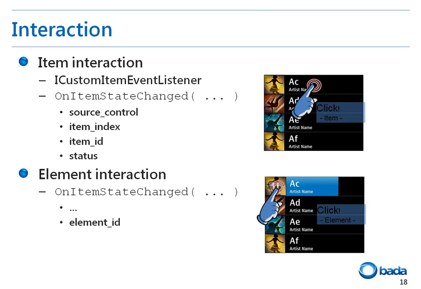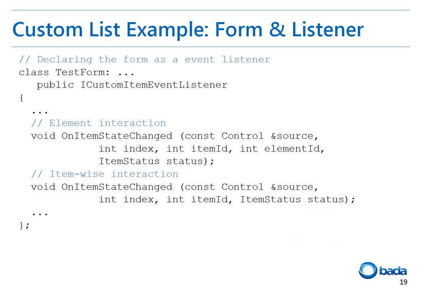The iCustomItemEventListener class is the event listener that is added to a custom list. This class provides two functions to process interactions. The first function can handle interactions corresponding to the entire item, and receives the list item through the source_control, item_index, item_ID, and the status parameters. The second function is used to deliver the interaction applied to a specific element, and additionally receives the element_ID parameter. Now let's take a look at the sample code.